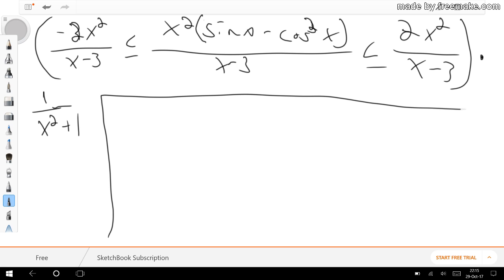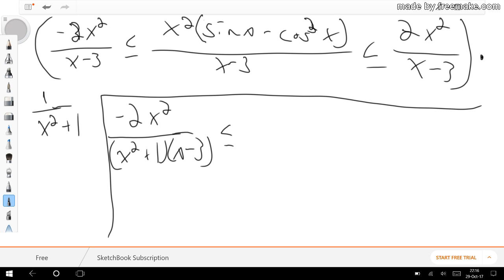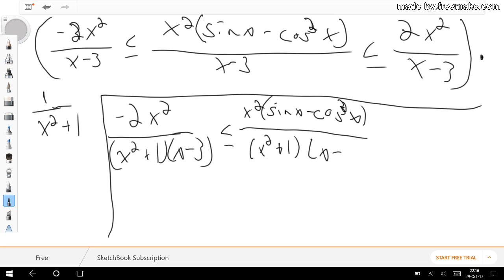So when we do that, we end up with negative 2x squared over (x squared plus 1)(x minus 3), which is less than or equal to x squared times sine x plus cos cubed x over (x squared plus 1)(x minus 3), which is less than or equal to 2x squared over (x minus 3)(x squared plus 1).